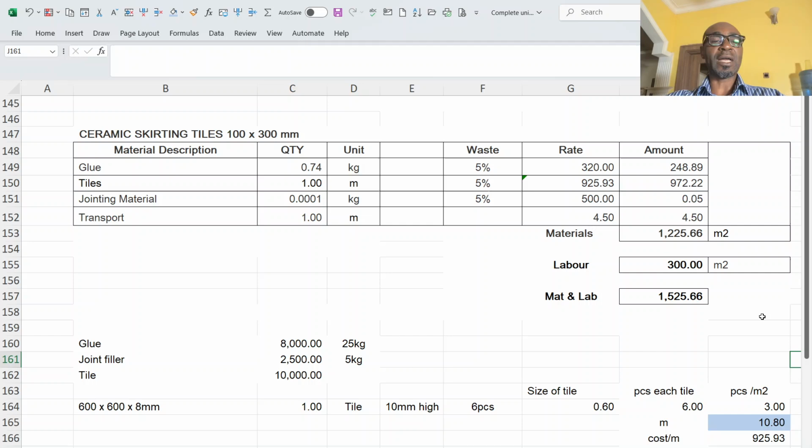Welcome to another episode where we shall be building up unit rate for ceramic skirting.